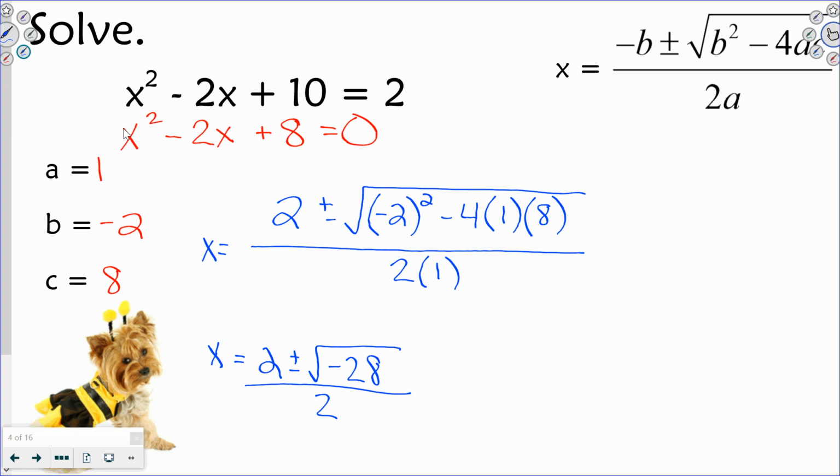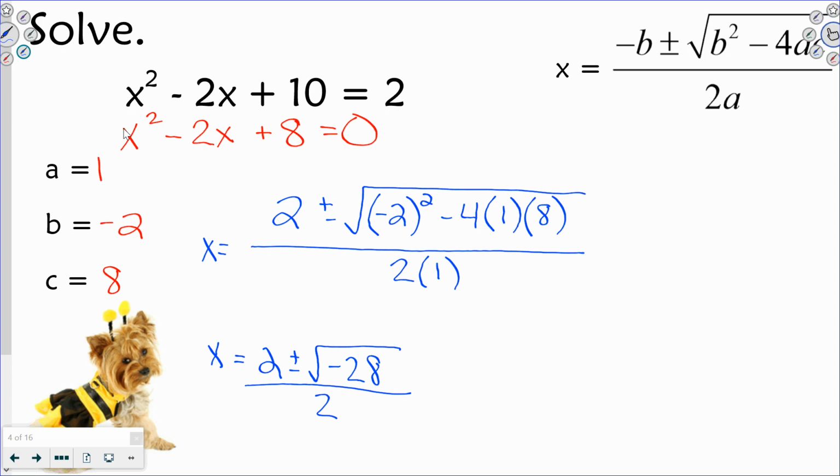If you type that in your calculator with the radical, what would your calculator tell you? Would it give you a decimal? Why would your calculator not like that? It's a negative. Your calculator does not like imaginary numbers.